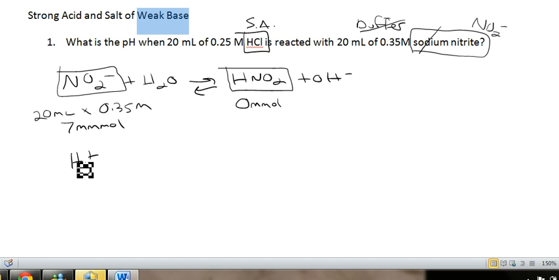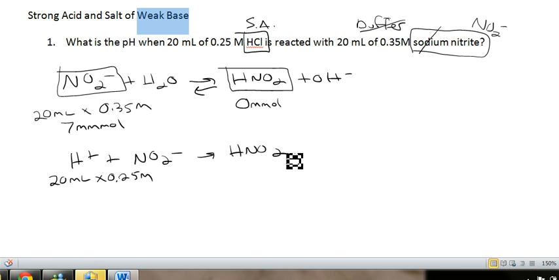So if we take the H ion from the HCl and add it to the NO2 ion, we get HNO2. And again, let's find out how much HCl we're adding. If we have 20 milliliters of H ions and it's 0.25 molarity, 20 times 0.25 is 5 millimoles. So we're adding 5 millimoles of the strong acid. That means this is going to go down by 5 millimoles, and as it reacts completely, this will go up by 5 millimoles.